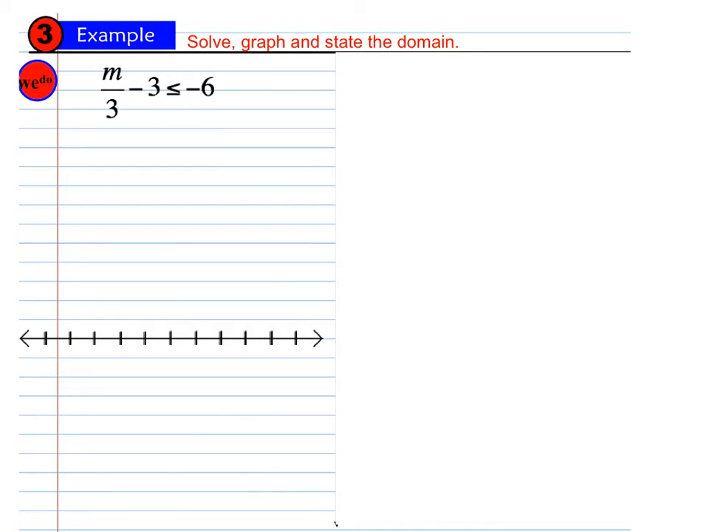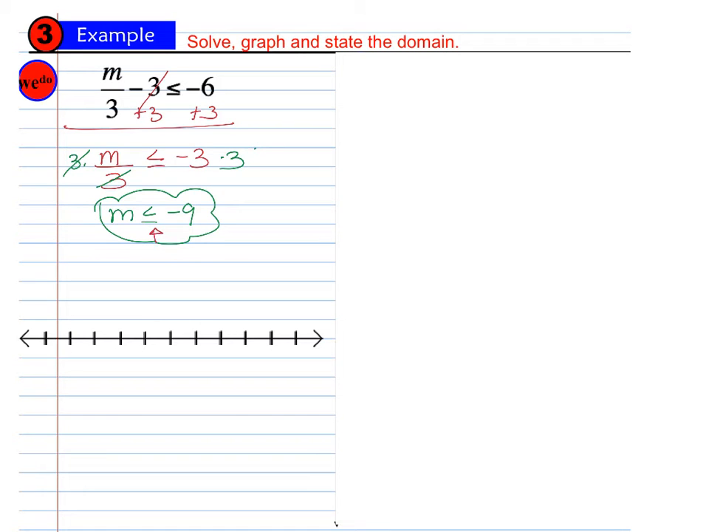Okay, so we're going to add 3 to both sides. We're going to have m divided by 3 less than or equal to negative 3. Then we're going to multiply both sides by 3. And we're going to have m is less than or equal to negative 9. This is my inequality solution.